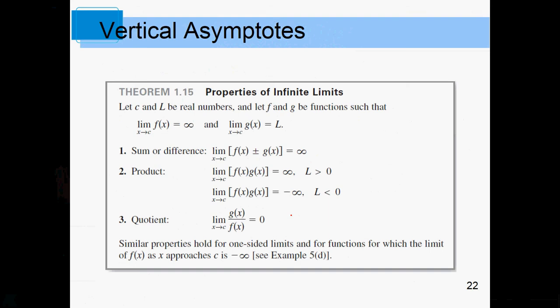Same with the limits. If you multiply them, you get infinity, unless you multiply by a negative number. If L happens to be negative, then you would get negative infinity, okay? And then the quotient, this is the interesting one. What do we get if we divide a real number, L, by a really, really, really big number?